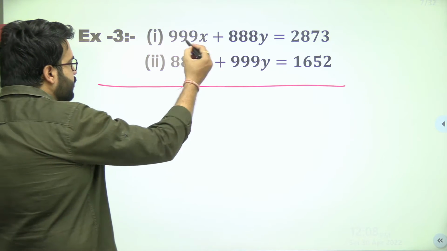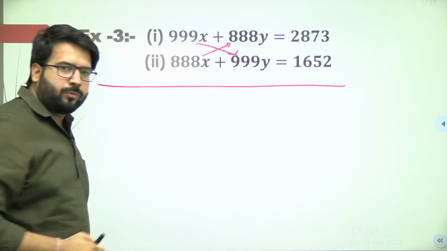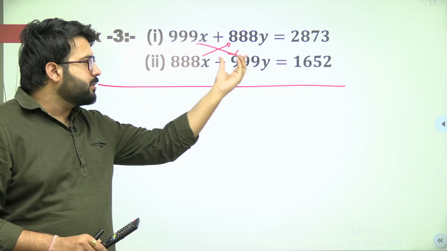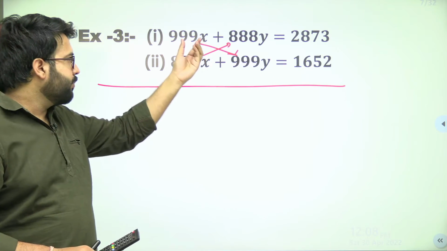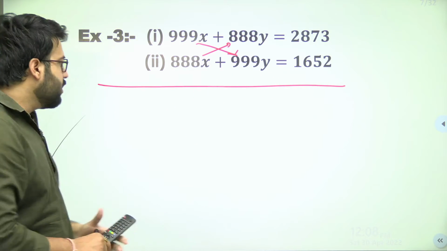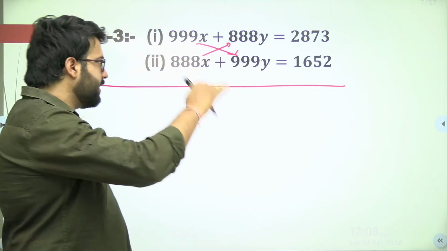So simply, first you have to see, is it a coefficient interchange equation? So your answer will be yes, the coefficients are interchanging. The coefficient of x becomes the coefficient of y in the second equation, and the coefficient of y becomes the coefficient of x in the second equation. So simply we can apply the concept of coefficient interchange in this particular equation.